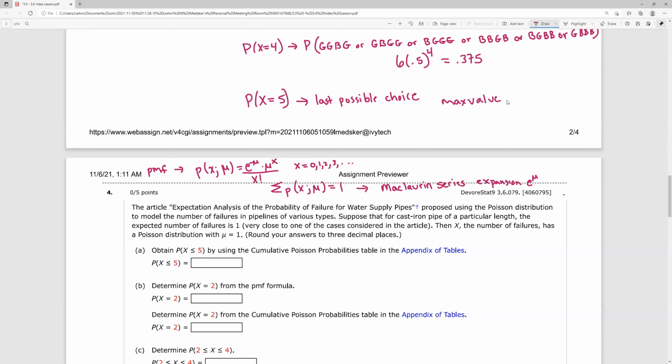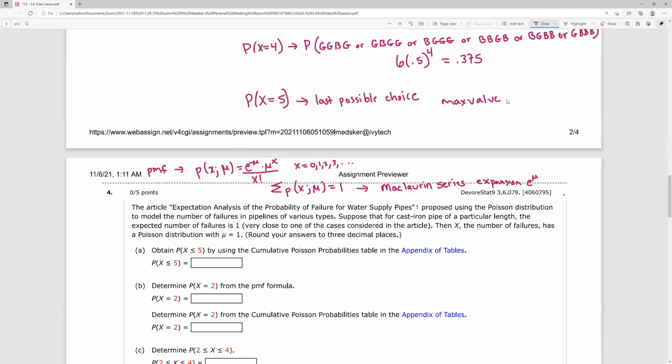Okay, so we're going to look at this and kind of talk about why it's Poisson. And it actually tells you in there that it is. A lot of times they will. It says the article expectation analysis of the probability of failure for water pipe supply pipes proposed using the Poisson distribution to model the number of failures in pipelines of various types. Suppose that for cast iron pipe of a particular length, the expected number of failures is 1. Okay, so in that specific interval or particular length, the expected number of failures is 1. Very close to 1 of the cases considered in the article. Then X, the number of failures, has a Poisson distribution with the mean mu being equal to 1.